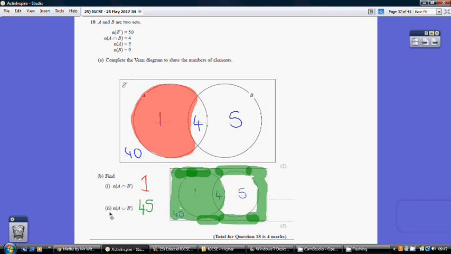And then secondly, we're looking for ones that are in A or not in B. So first of all, those that are in A would be the 1 and the 4. And then also not in B, well, that's everything apart from the 5 and the 4. So that brings into play the 40 as well. So it's the 1, the 4 and the 40, which makes 45. So just to go over that again, it's got to be either in A, so that's the 1 and the 4, or not in B, and that then brings into play the 40 as well.